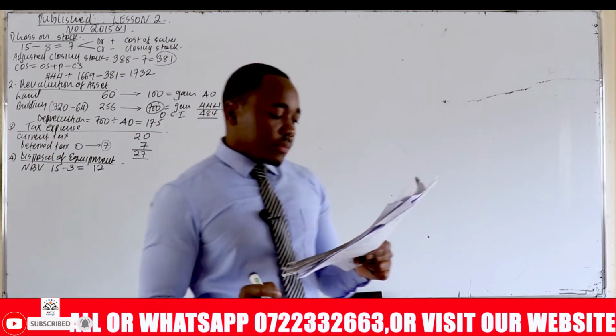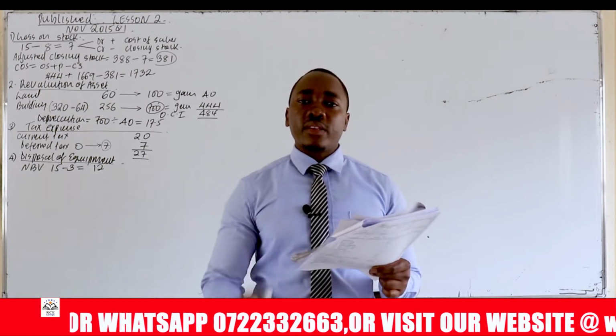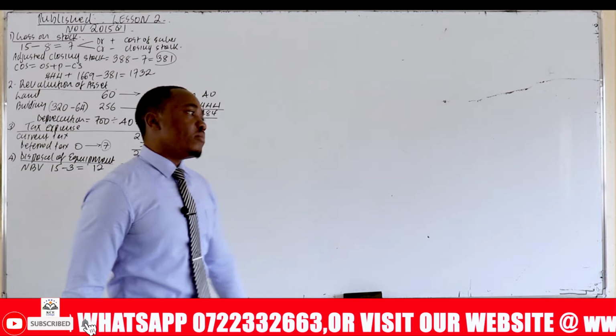An item of plant. So up to that, how much is the disposal proceed? Now let's go to the trial balance, the last item in the trial balance.